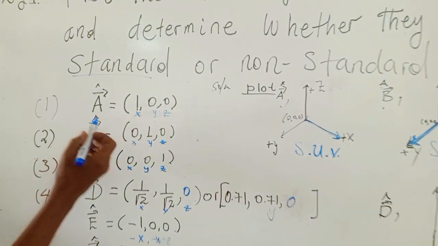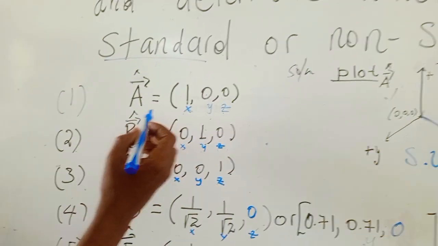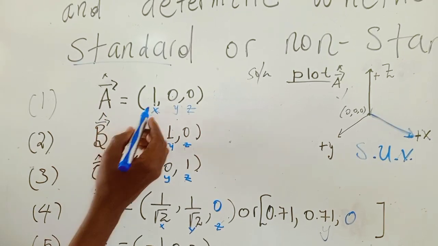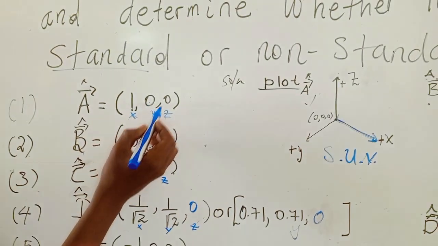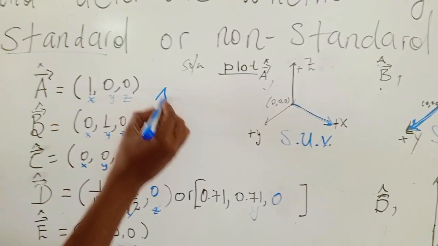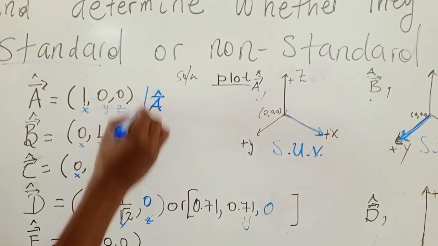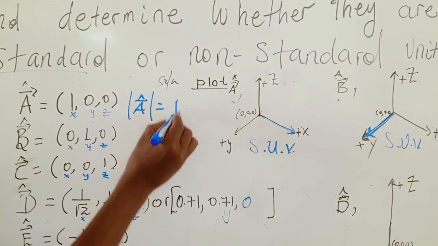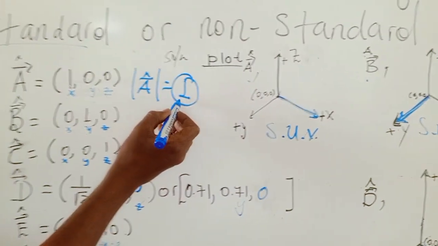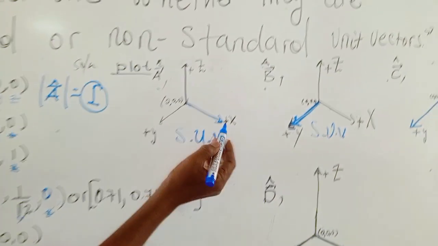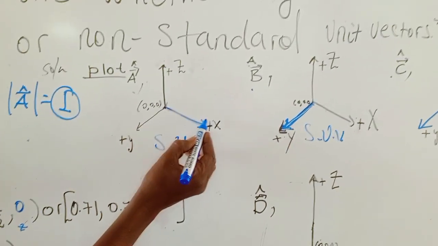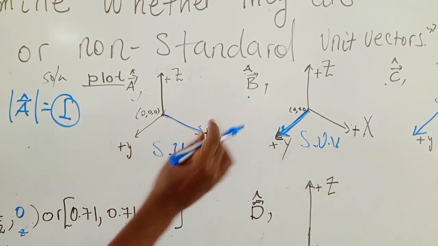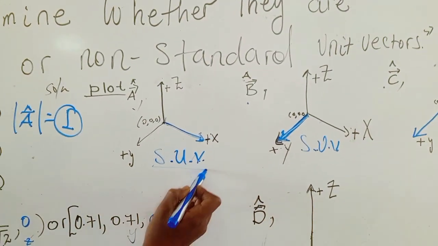For number one, the components for the unit vector A are 1 along the x, 0 along the y, 0 along the z. So if you find its magnitude, you will get 1. Therefore, this unit vector you can plot along the positive axis. Since it lies along the positive axis, this is a standard unit vector.